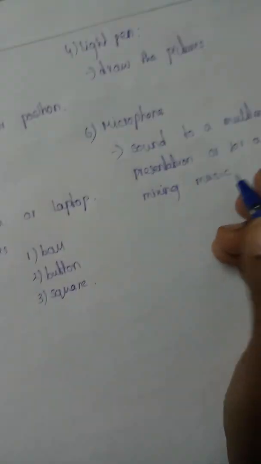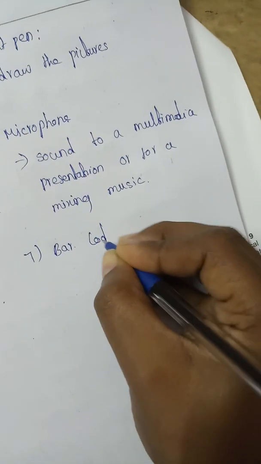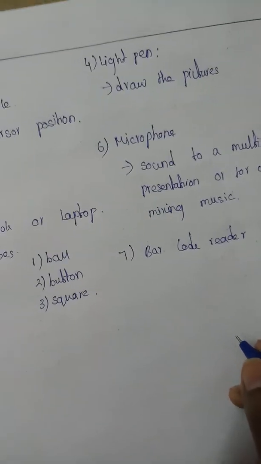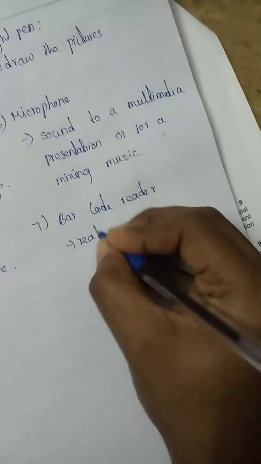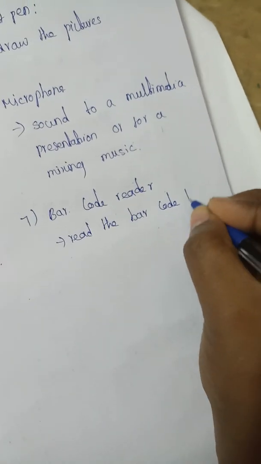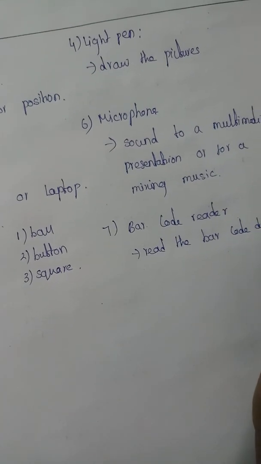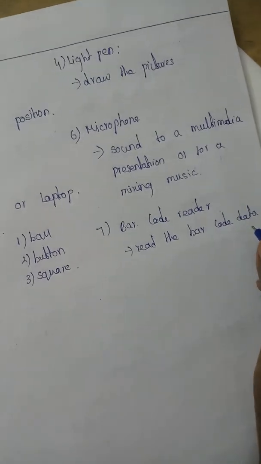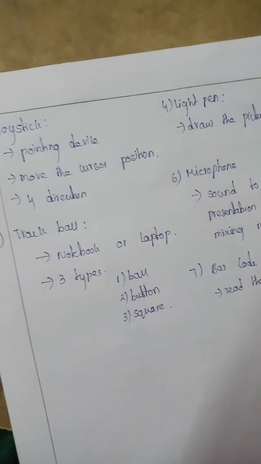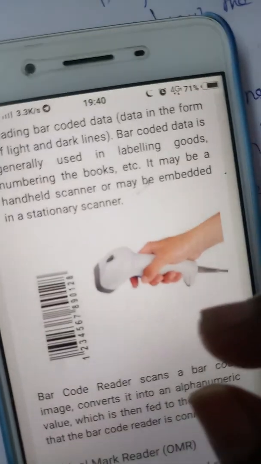And then the seventh one is the barcode reader. It is used to read barcode data. It is used in labeling goods and numbering books. In supermarkets also, the barcode is used.